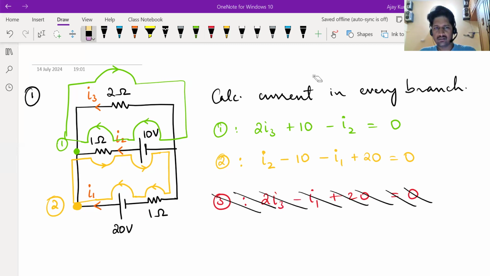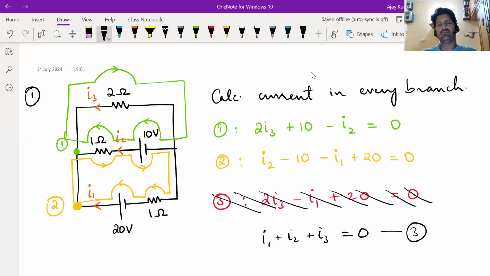At the green dot, what are the inflows of current? I1, I2, and I3. All three are flowing into that junction, right? So how do you write the KCL equation? I1 plus I2 plus I3 is equal to 0. This is the third equation. And solving these three, you can find out I1, I2, and I3.